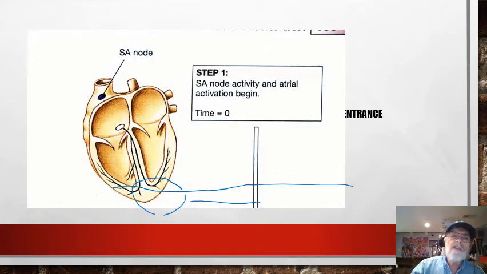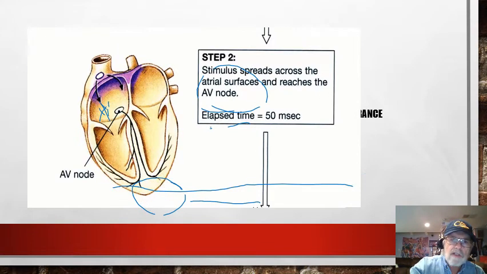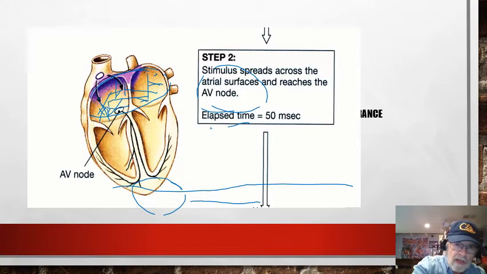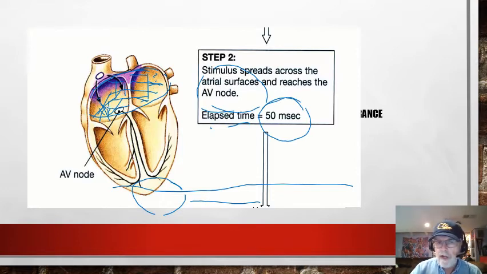Okay, so this is step one. SA node activity begins, where the SA node gets leaky and sodium goes in, and as a result activation begins at time 0. That takes us all the way up to where the stimulus spreads across the atria. It's going through the walls of the atria and stimulating both of them, so now the atria will start to contract. The elapsed time for this electrical signal to go across the atria is about 50 milliseconds.